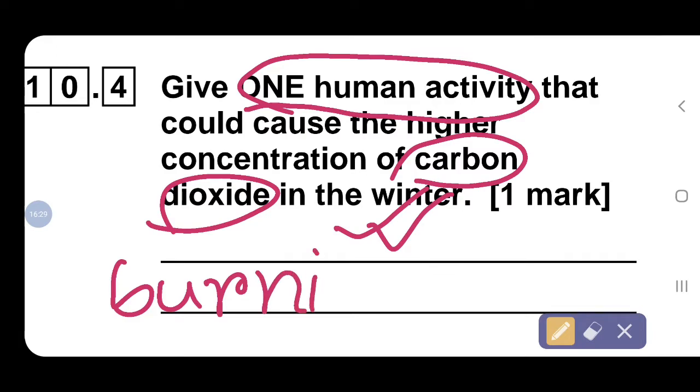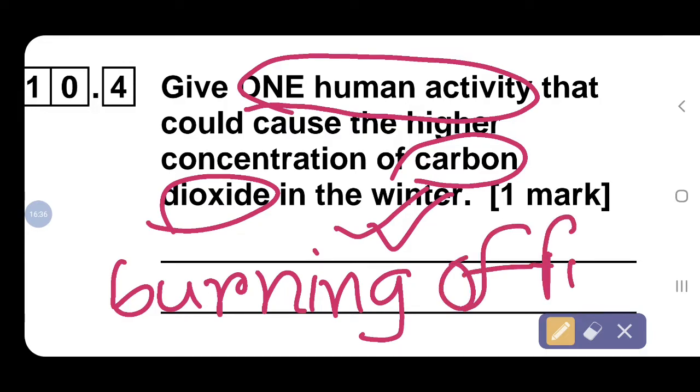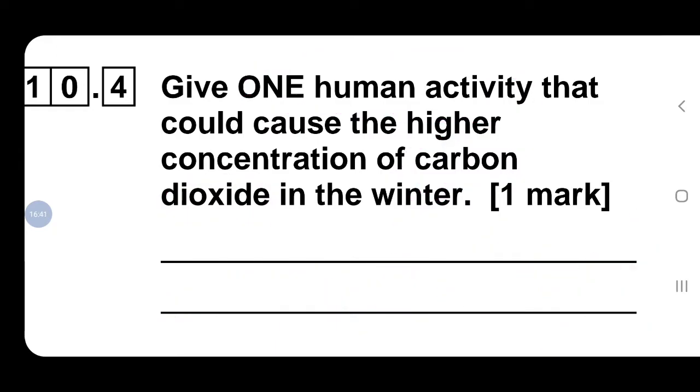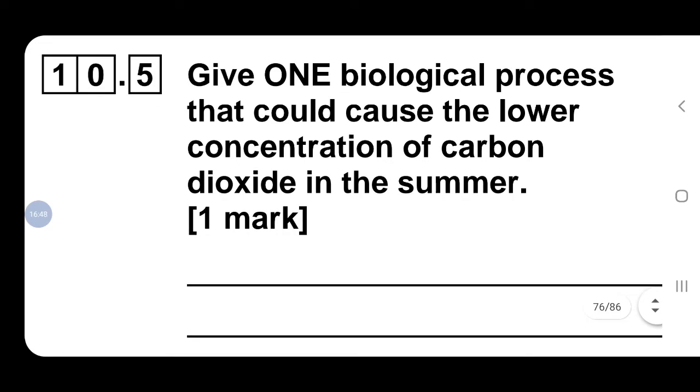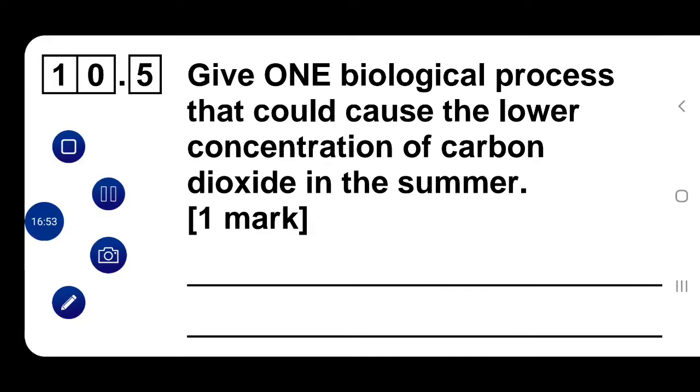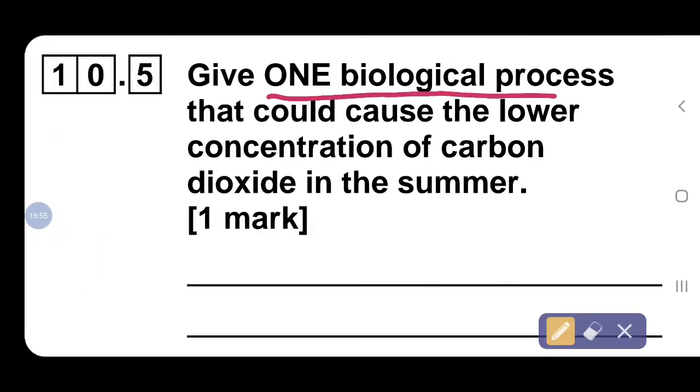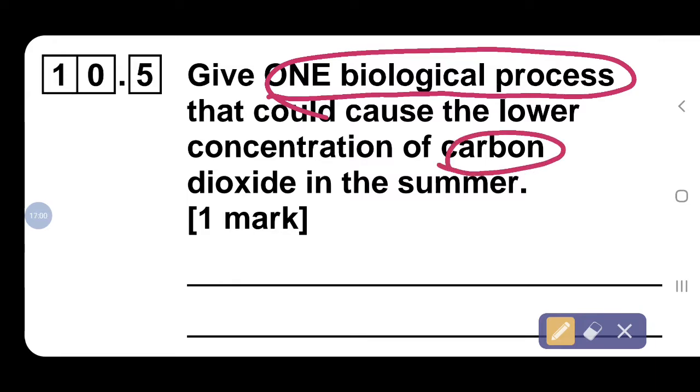First you write burning of fossil fuels. All right, burning of fossil fuels. And next one, give one biological process that could cause the lower concentration of carbon dioxide in the summer. So give one biological process that could cause the lower concentration of carbon dioxide in the summer.